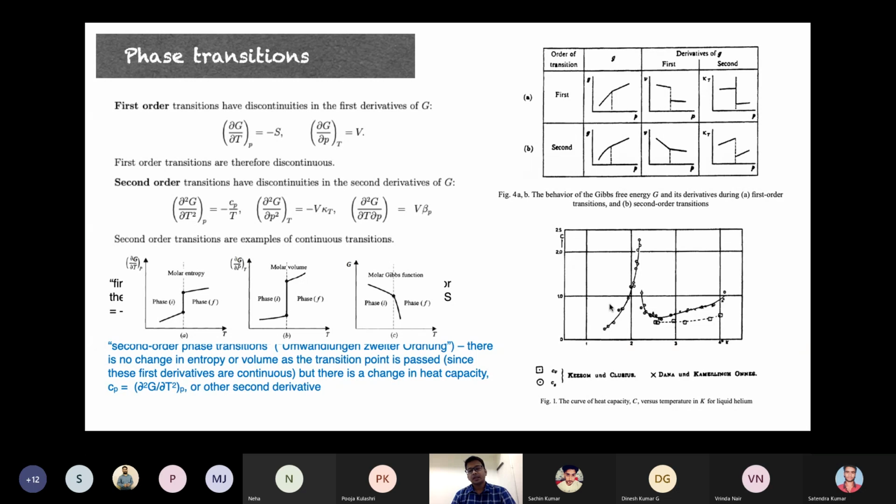Now, at almost the same time, probably a year earlier, in 1932, there was another person, Keesom. He was doing some experiments on liquid helium, and he was trying to understand the phase transition. Liquid helium exists in two forms, let's say liquid 1 and liquid 2, and he was trying to understand if there is any transition from one liquid to the other, or what kind of transition that is.